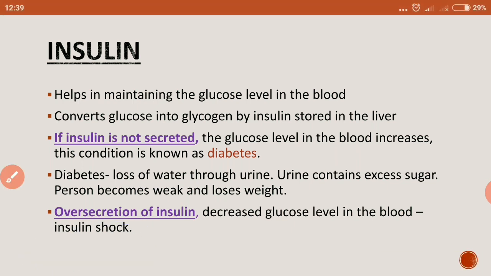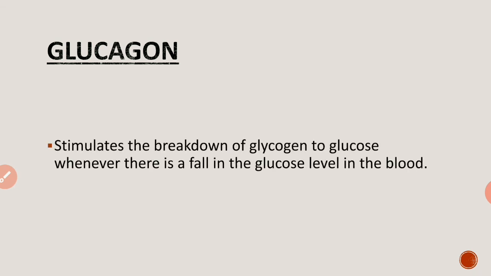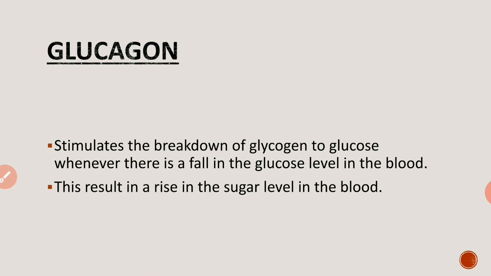Now the next hormone is glucagon. This is just the opposite of insulin. Insulin converts glucose into glycogen, and glucagon will act oppositely, that is, it converts glycogen to glucose. It will break down glycogen to glucose whenever there is a fall in the glucose level in the blood, and this results in a rise in the sugar level in the blood. So in the time of requirement, glucagon will act on glycogen, and this results in a rise in sugar level in the blood.